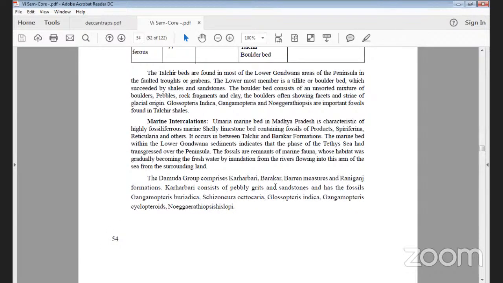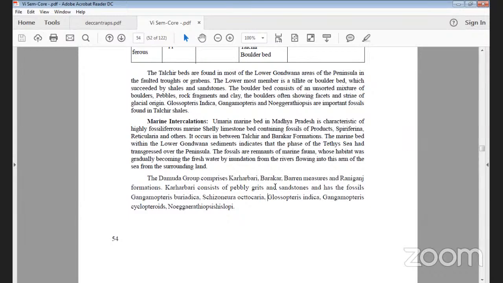The Talchir beds are found in the lowermost Gondwana areas of the peninsula in faulted troughs or grabens. The lowermost member is the tillite or boulder bed, consisting of boulder beds, which are succeeded by shales and sandstones. The boulder bed consists of an unsorted mixture of boulders, pebbles, rock fragments, along with clay.